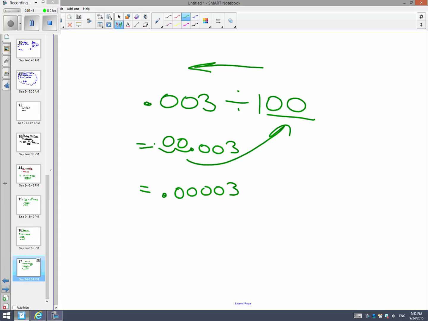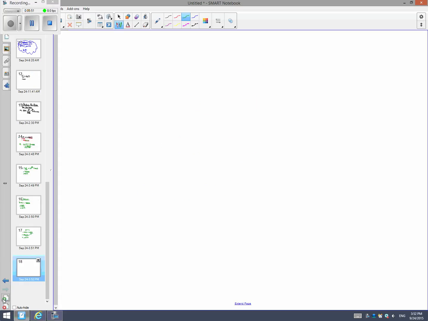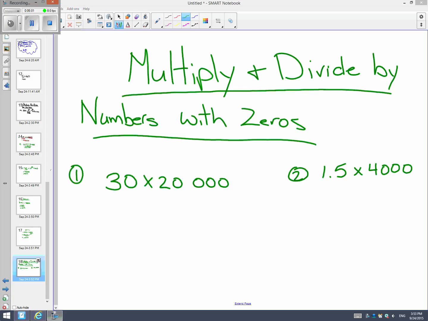And lastly, I want to show you when we multiply or divide by numbers with zeros in them. So here are 2 examples, 30 times 20,000. And most people before yesterday would have said, oh, I can't do that. I need to go reach for my calculator. Well, actually, there's a trick we're going to do here.